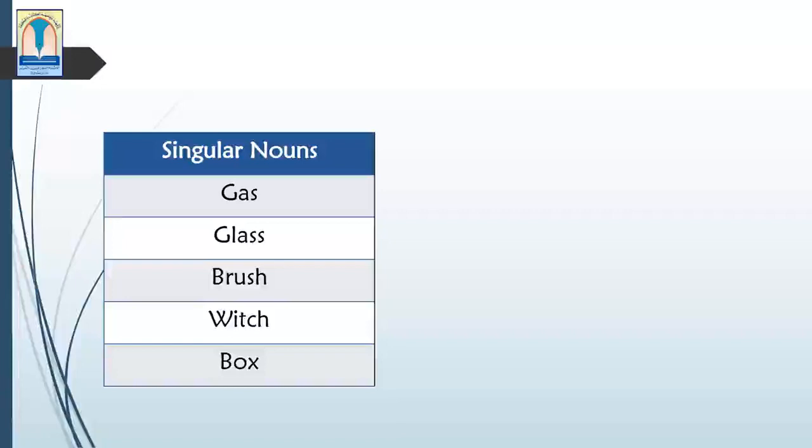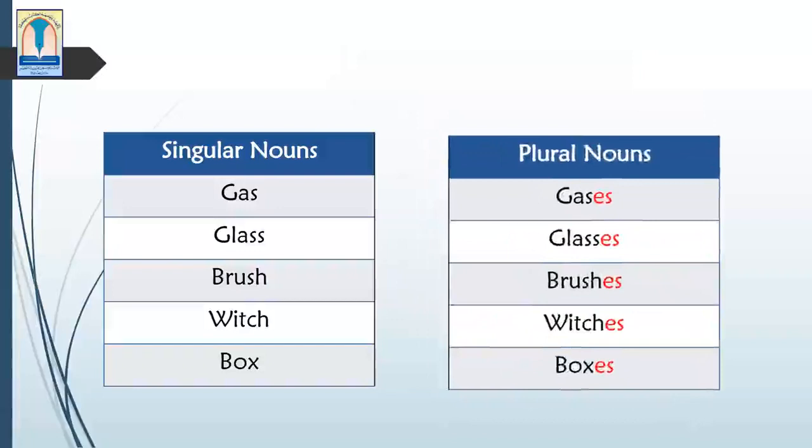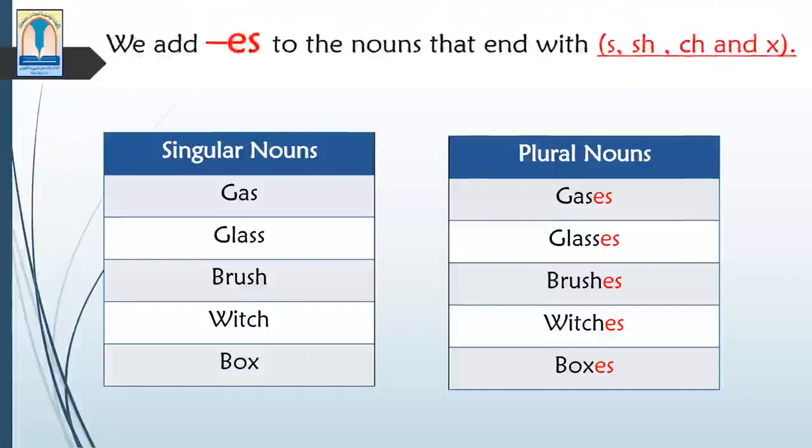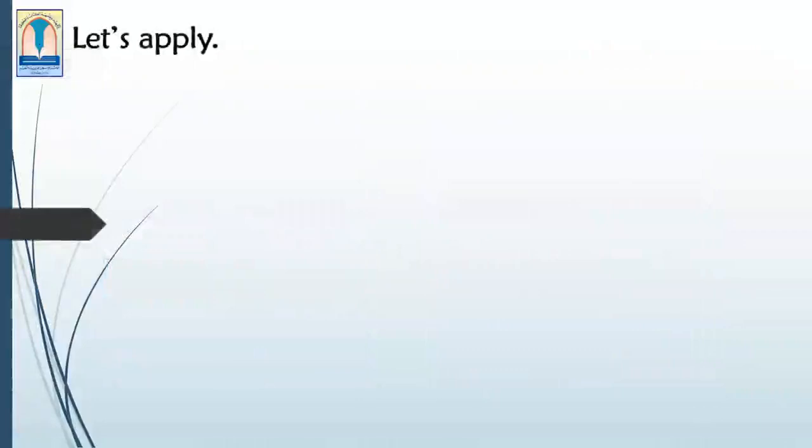And let's see what's going to happen here. Gases, glasses, brushes, witches, boxes. Then what did we add? We had to add es to change the nouns ending with s, sh, ch, and x into the plural form. Let's apply together.